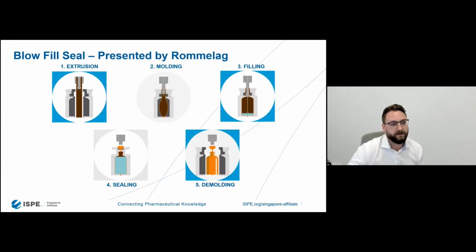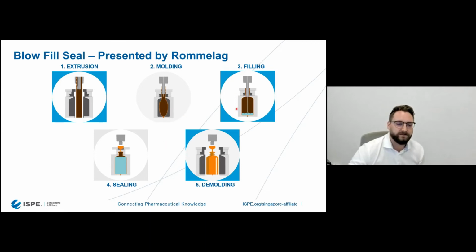So the BFS system consists of basically the mold and the mandrel, and then the container itself. So step one is extrusion. Plastic pellets are melted, and then that plastic is extruded down into the mold. The mold then closes to form the container. Generally there's some vacuum that goes on to ensure the plastic expands to the full size of the mold.